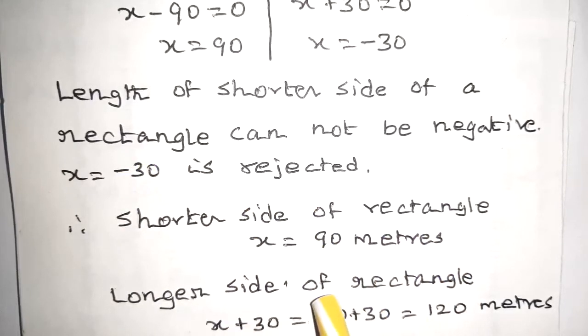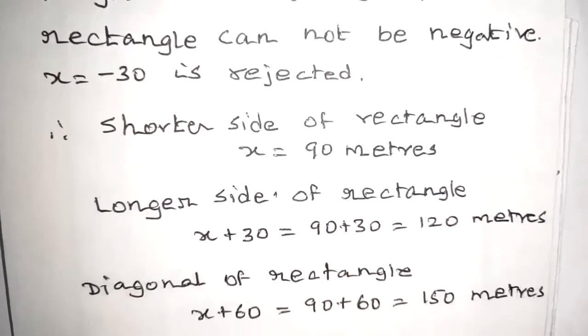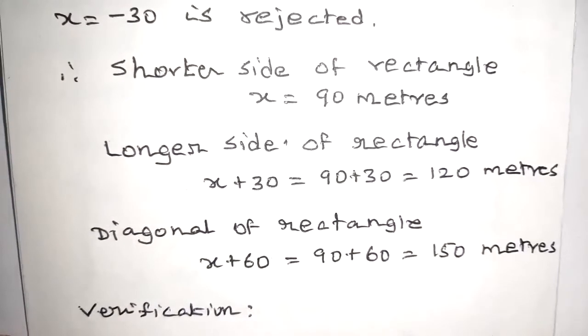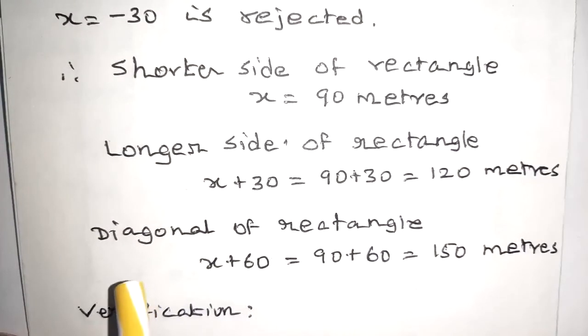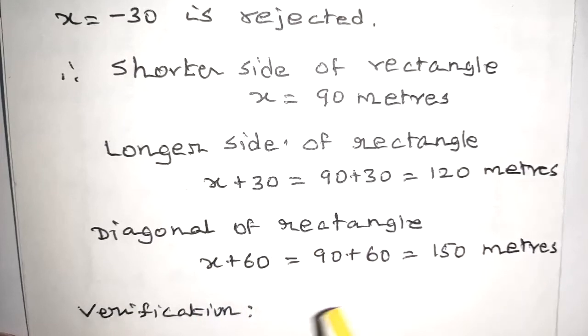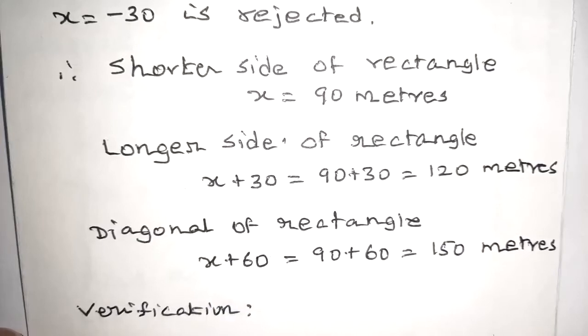Then longer side of the rectangle is 30 plus 90. That is 120 meters. Then diagonal is x plus 60, 90 plus 60 equal to 150 meters. Now the verification part is left as an exercise to the students. Students must verify this problem.